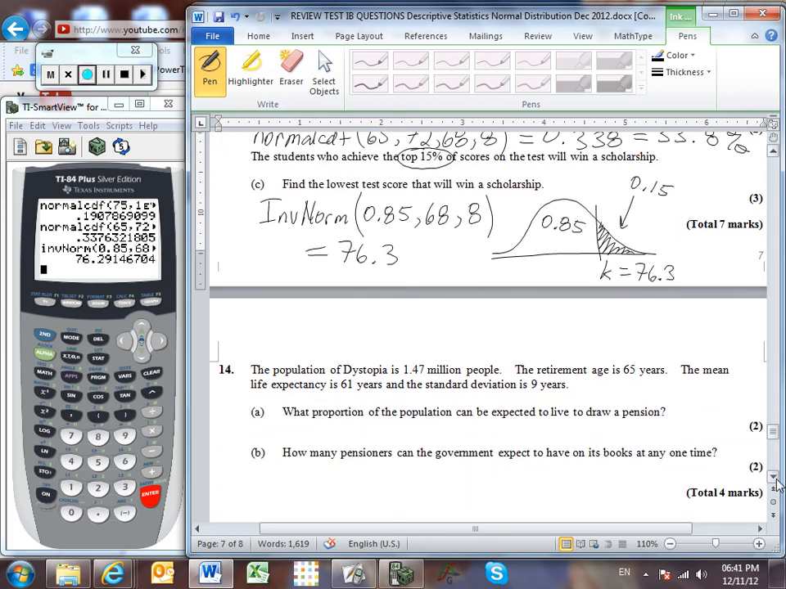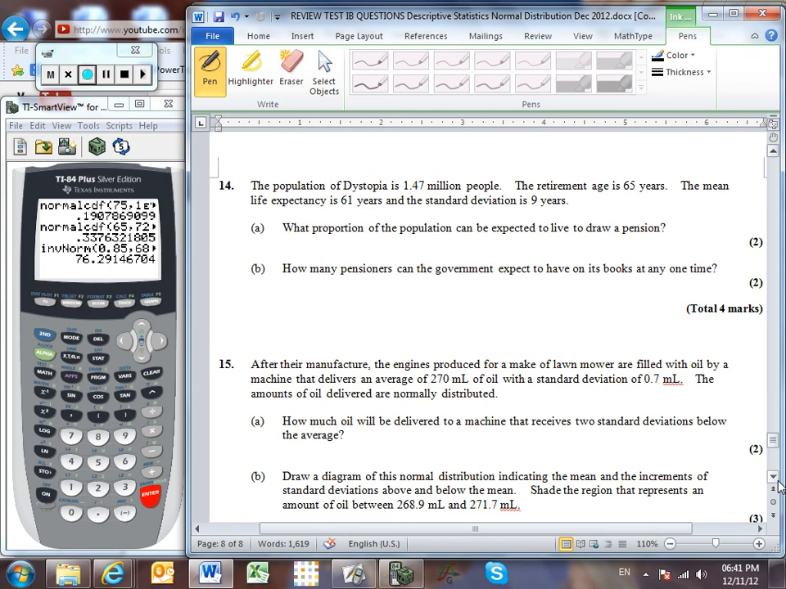Number 14. The population of dystopia, 1.47 million people. Retirement age is 65, the mean age is 61. Mean life expectancy is 61. Standard deviation is 9. Alright, what proportion of the population can be expected to live to draw a pension?